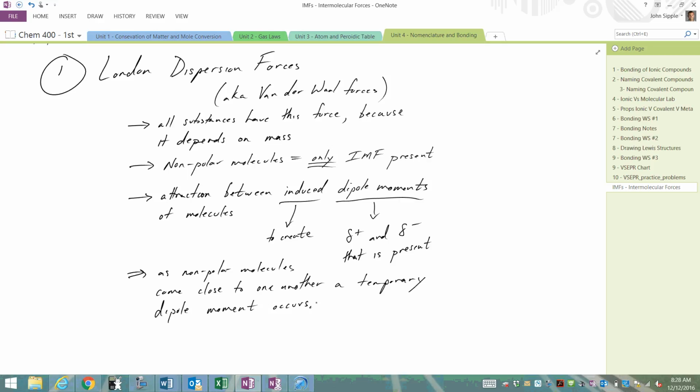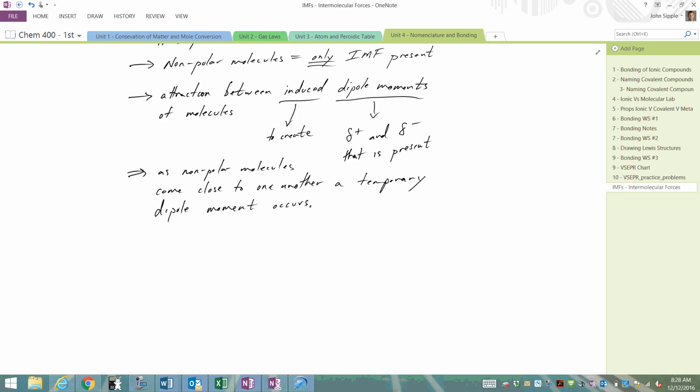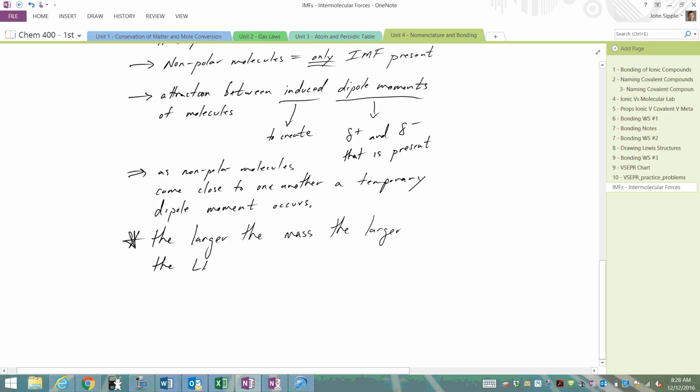So the larger the mass, the stronger the London dispersion force. Larger the mass, the larger the LDF.